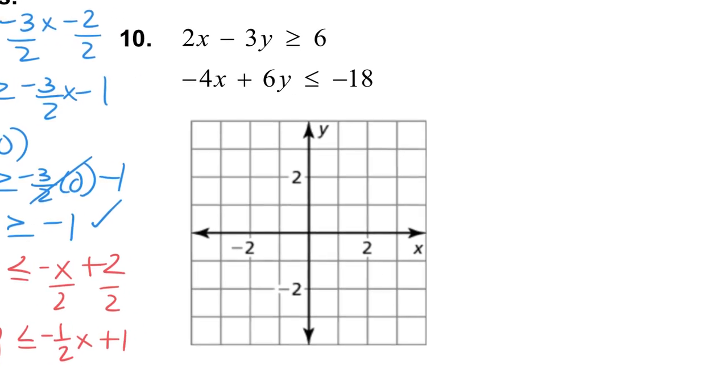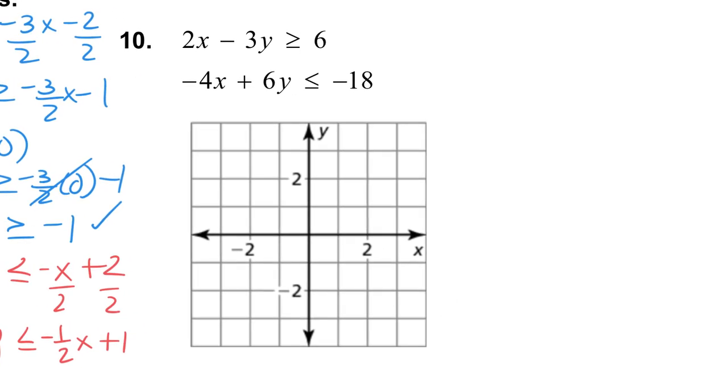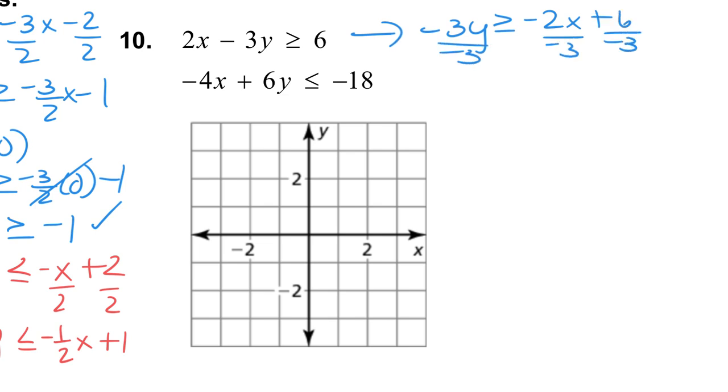Number 10, we have, again, both of them in standard form. I'm going to turn them into slope-intercept form. Work with one line at a time. My first line, I'm going to have negative 3y greater than or equal to negative 2x plus 6, divided by negative 3. I cannot have any negatives next to my y, so I divide by negative and flip the sign. Now y is going to be less than or equal to 2/3 x minus 2.